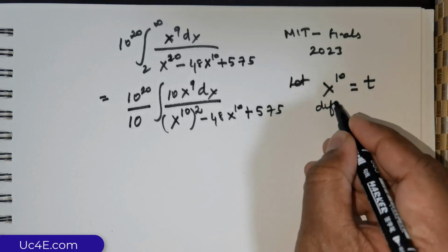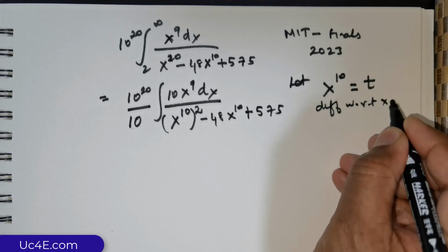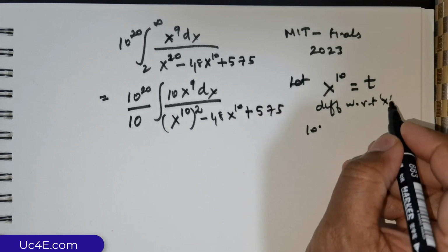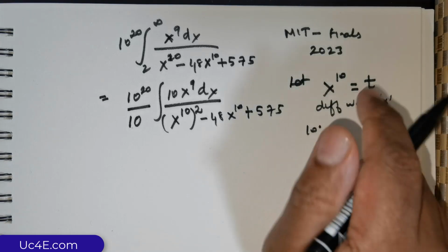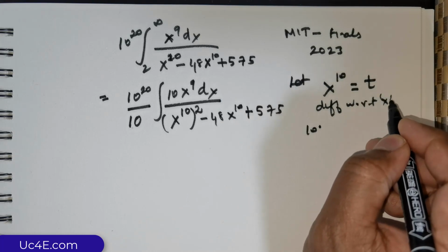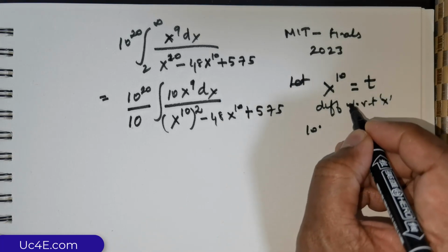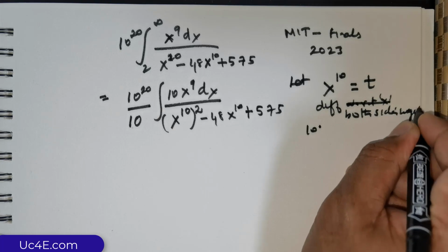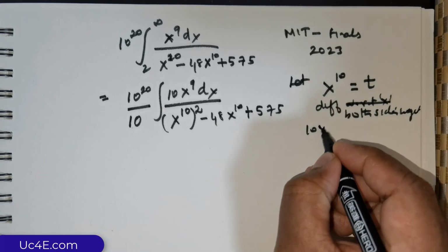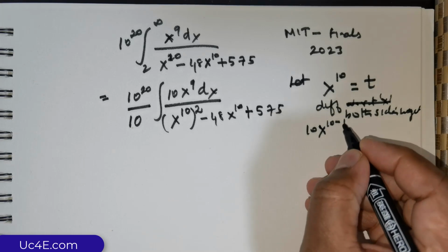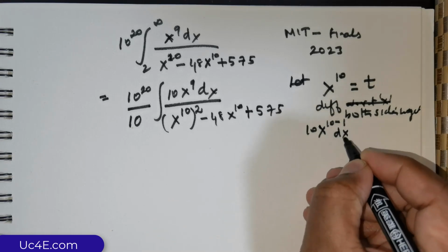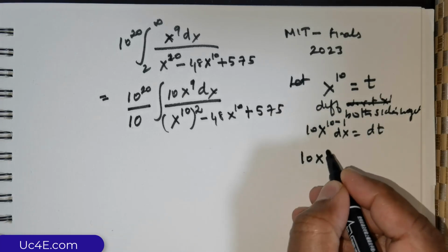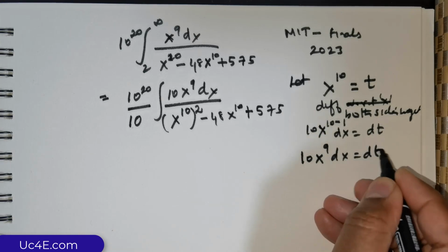If I were to differentiate both sides, that's the best word to say, because on the left it's going to be dx and on the right will be dt. So differentiating both sides, we get the differential of x power 10, which is 10 times x to the power of 10 minus 1 times dx, and the differentiation of t gives me dt. This can be rewritten as 10 times x raised to the power of 9 times dx is equal to dt.